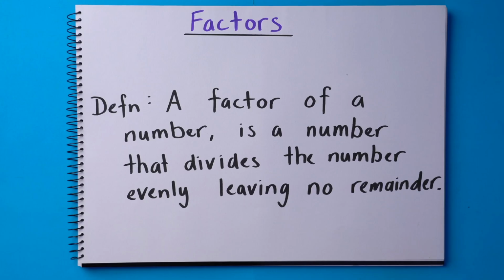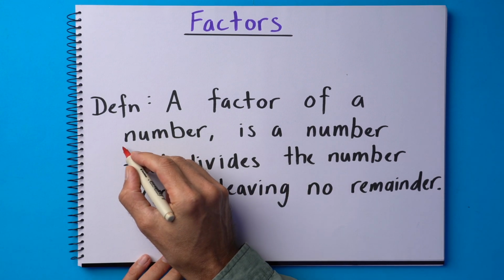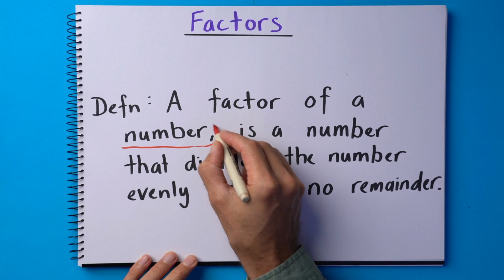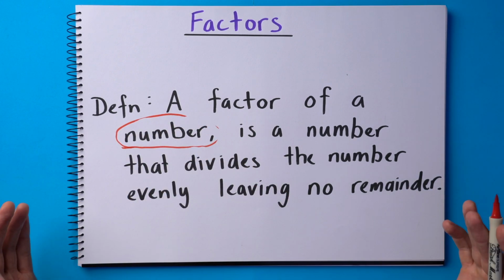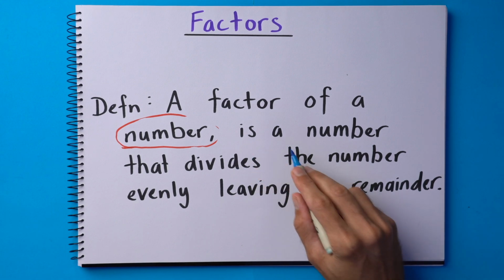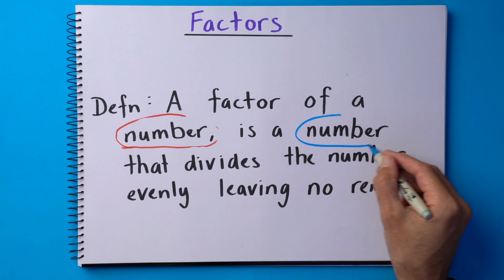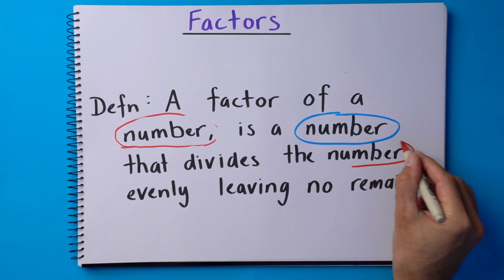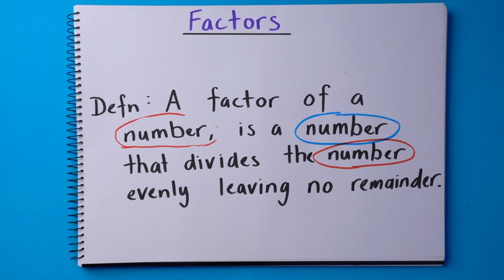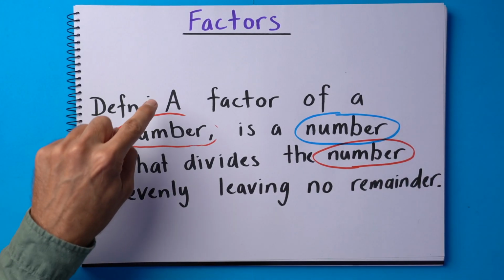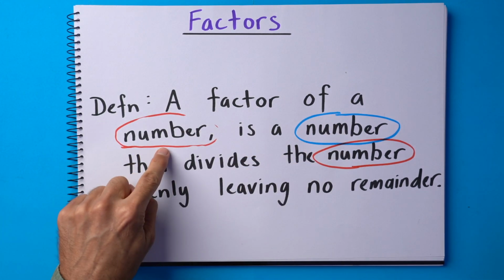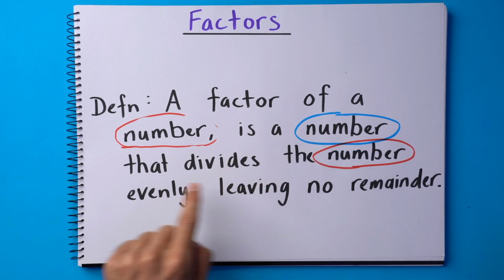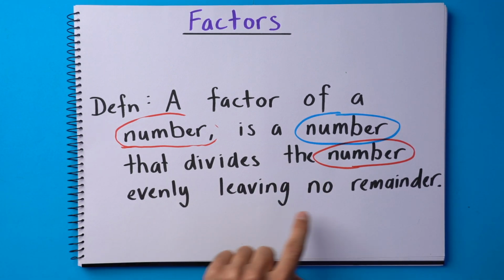Now that's definitely a mouthful, I'll agree to that, but let's try and make this a little bit simpler. A factor of a number. Now, when we're talking about number here, we're talking about a big number or a relatively big number. Is a number, now this time we're talking about the relatively small number, that divides the number, that was the big number, evenly, leaving no remainder. We know what leaving no remainder means, don't we? A factor of a big number is a smaller number that divides the bigger number evenly, leaving no remainder.